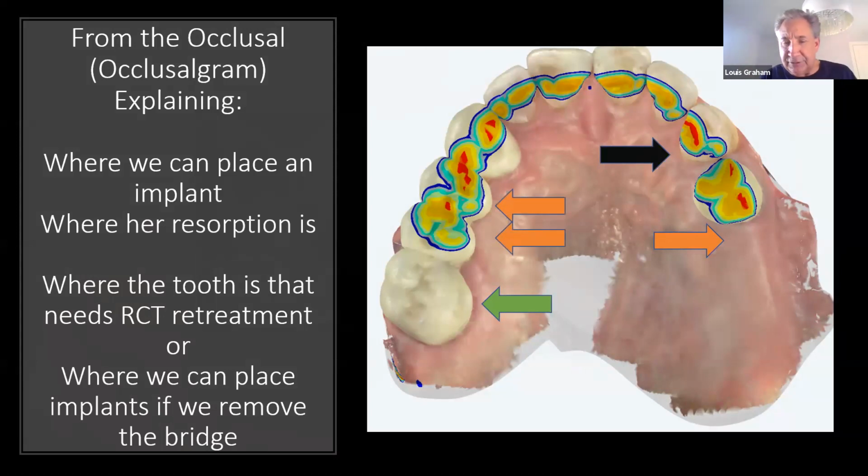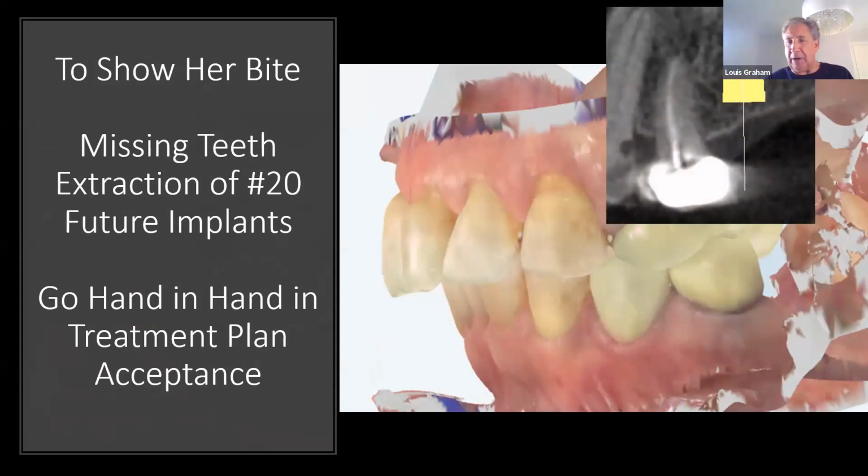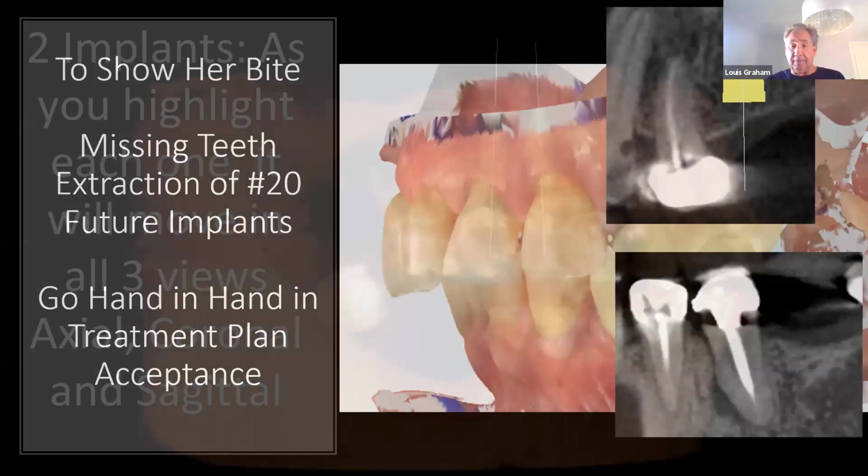If we take off the bridge and put implants in, I can show her where that will be. I can show her on the digital scan, this is where we would drop an implant, with me just treatment planning it during her second visit. This is her lower. This is what we're gonna have to take out. Do you want to replace that with an implant?